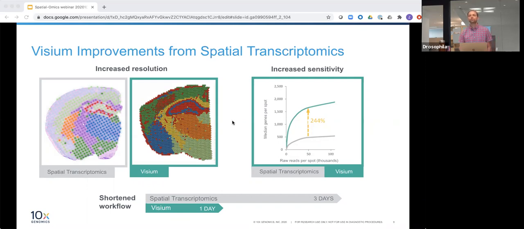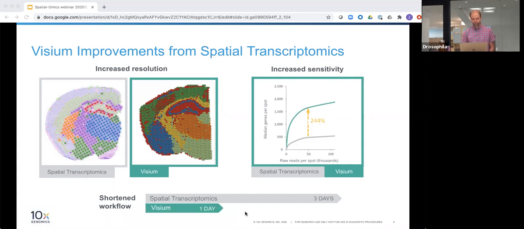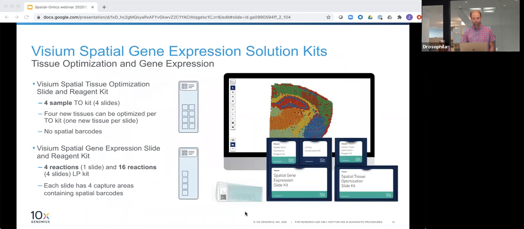We were also able to significantly improve the sensitivity. In most cases, we see 3 to 5 or 6 times more genes per spot, and up to 10 times more UMIs per spot. So we're really able to increase the sensitivity by about an order of magnitude across most tissue types at that same sequencing depth. And we're able to do all this while simultaneously shortening the workflow from a 3-day workflow to a 1-day workflow.